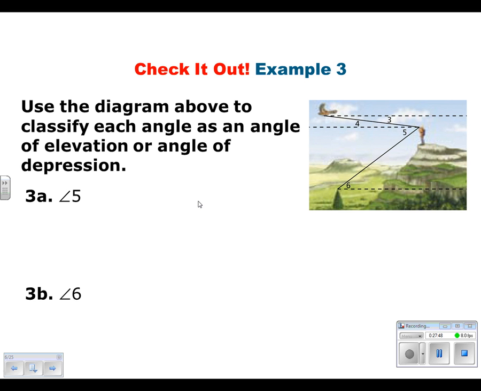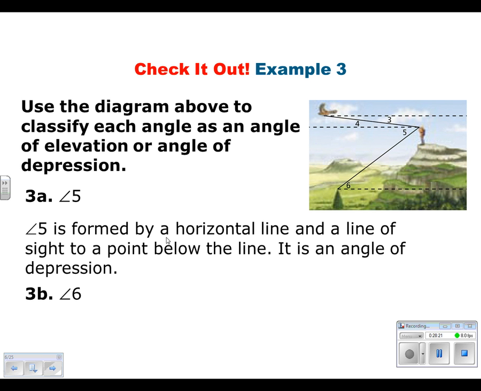Another one. Use the diagram above to classify each angle as an angle of elevation or angle of depression. Justify your answer. About angle 5: is angle 5 an angle of elevation or angle of depression?